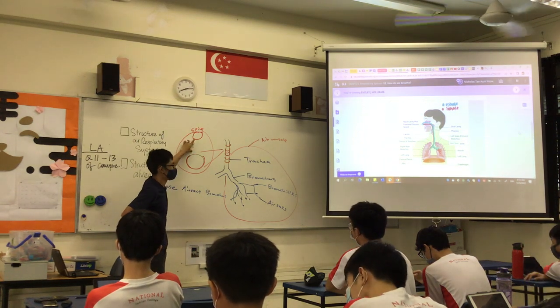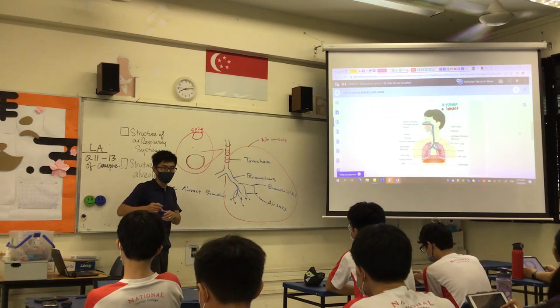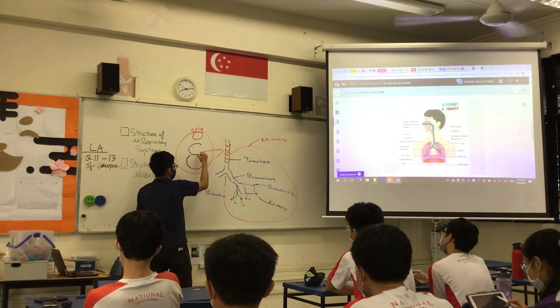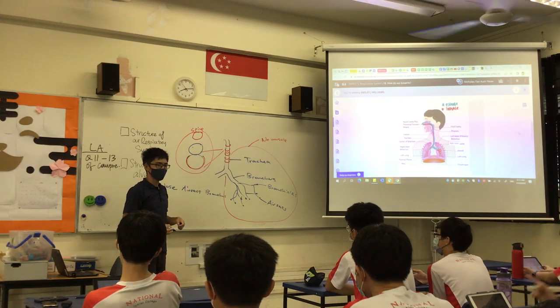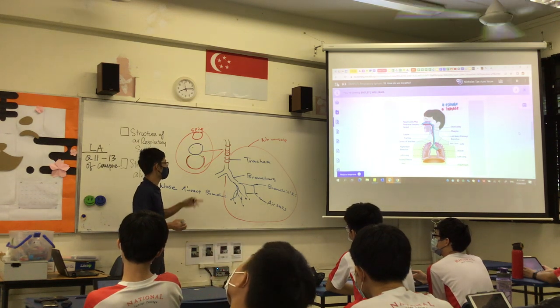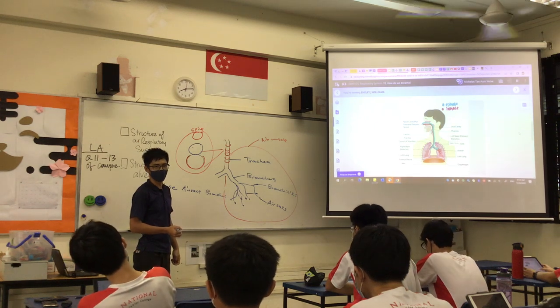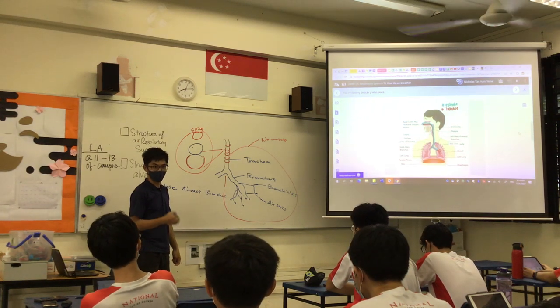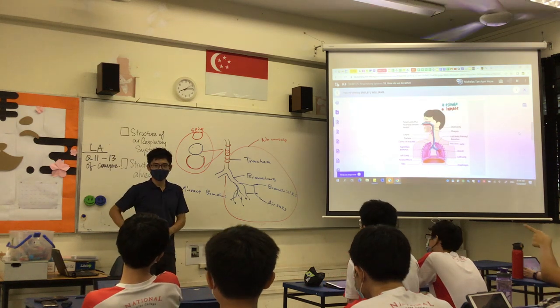Okay, one more thing is here. Your gullet. Remember you have a gullet over here, this is where you swallow from. So why C-shape? Your gullet is here. Imagine you swallow something super big. Make sense now? So you understand why it's C-shape?